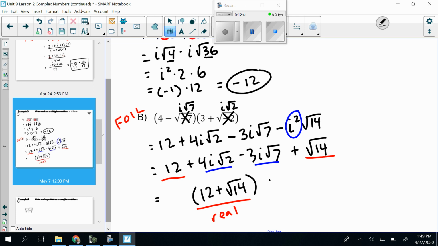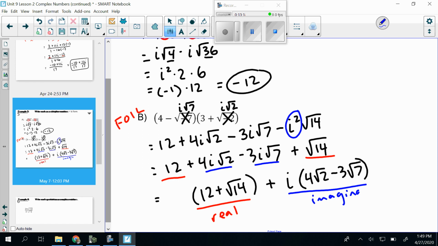So what we're going to do is put plus. We're going to put our I for the imaginary part. And then in parentheses, we're going to put what would be left if we wanted that as an exact answer. So we'd have 4 square roots of 2 minus 3 square roots of 7. So this whole part would be our imaginary part. That's how you would write it if it had square roots or stuff that can't be combined. Just write the real and imaginary part in parentheses of what would get added together.